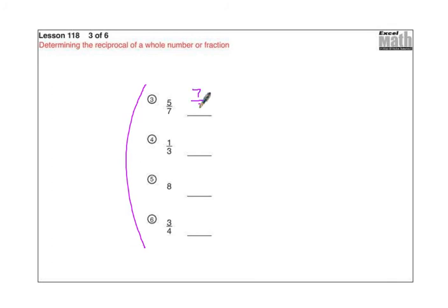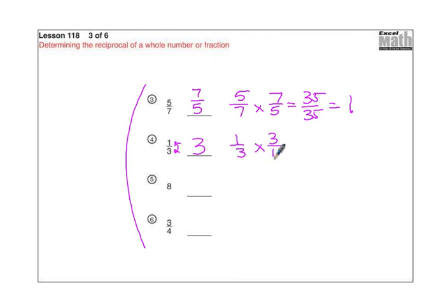5/7, the reciprocal is 7/5. 5/7 times 7/5 equals 35 over 35, which is equal to 1. 1/3 flipped is equal to 3. Don't put 3 over 1. 3 over 1 is just 3, but that is what you get when you flip this, is 3 over 1. So you do 1/3 times 3 over 1 to multiply, and then you get 3 over 3, which is equal to 1.